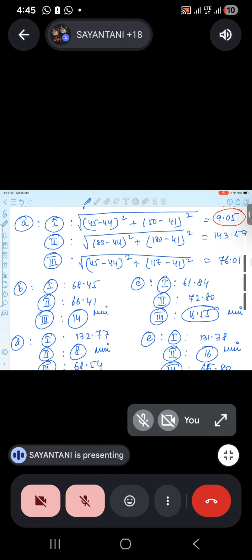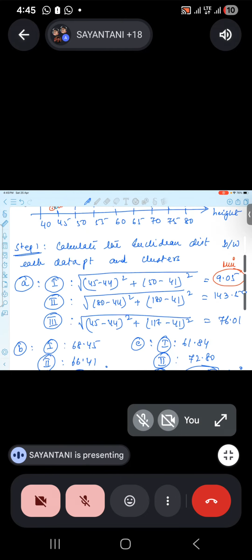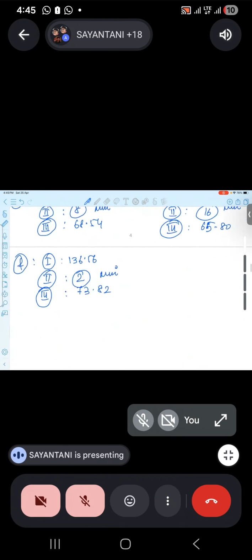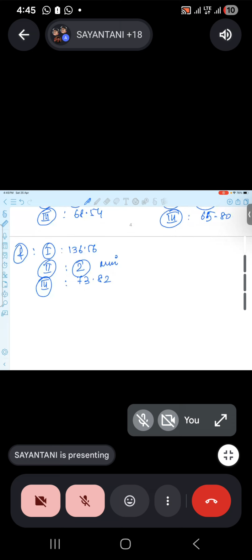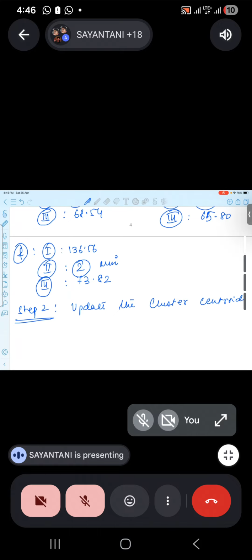So you have calculated the Euclidean distance between the data points and the clusters, and you have also marked the minimum distances, right? Now you have to go to step number 2. You have to update the cluster centroids. Now, how will the update take place?